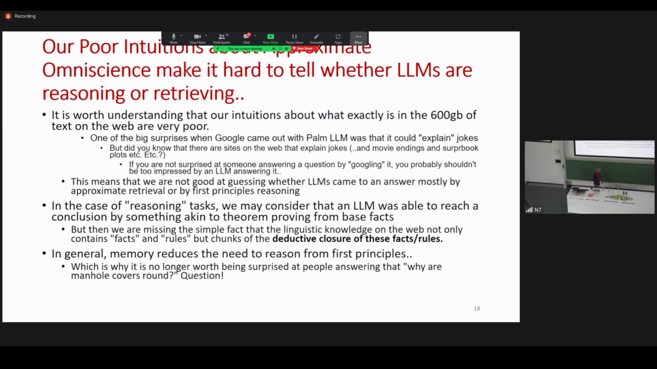So in fact, like the miracles, you need to believe before you can start seeing LLMs show sparks of AGI. Because otherwise, you would just look at the answer and coldly compare it to the real answer, and you can't tell whether or not it is, in fact, reasoning. And in general, memory reduces the need to reason from first principles.